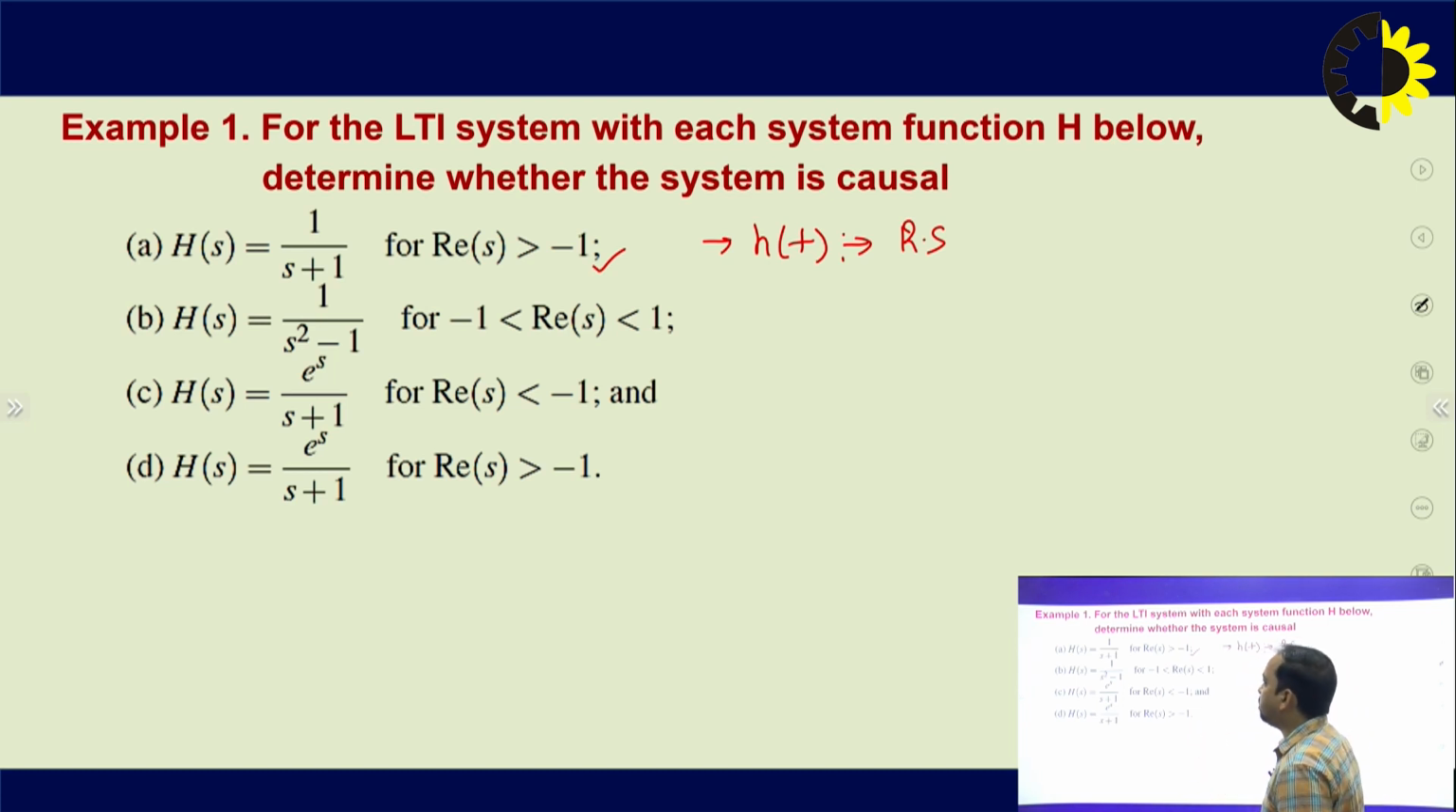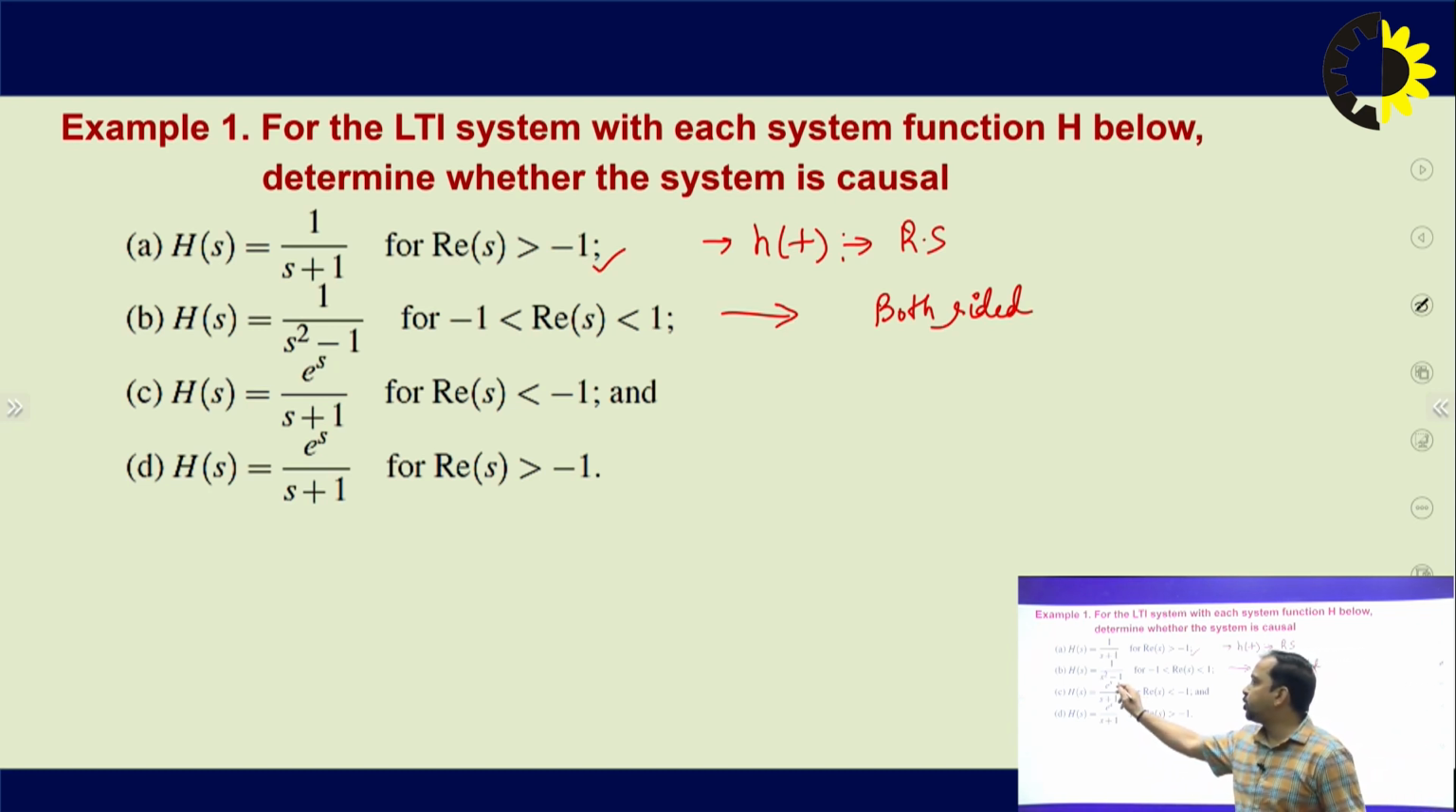For the second case, 1 by s square minus 1, we have an ROC that is both sided. If we recall the properties of the ROC, if x(t) is both sided, the ROC will be between two poles. So in problem B, the ROC is between two poles, minus 1 and 1. So definitely the impulse response must be both sided.